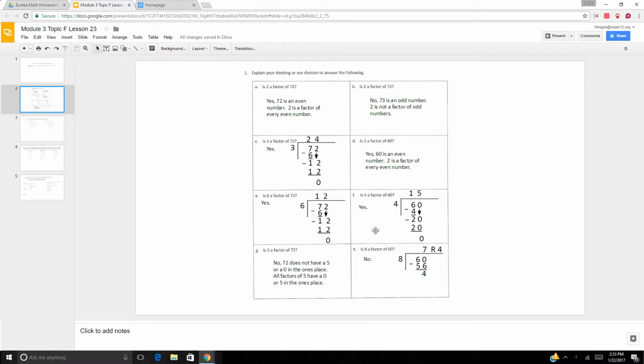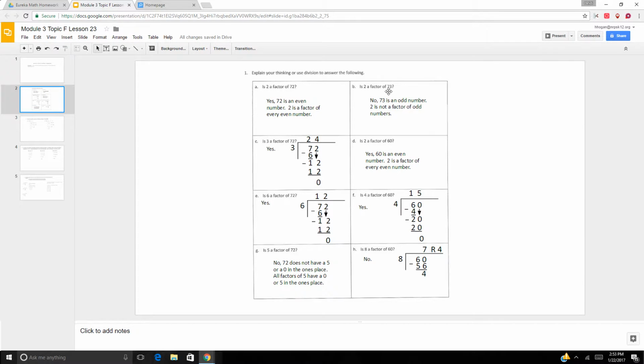And then sometimes you do need to do some division, but you also have to see a pattern. So is 2 a factor of 72? Well, yes, because 72 is an even number, and 2 is a factor of every even number. So if a number is even, it always has 2 as a factor.